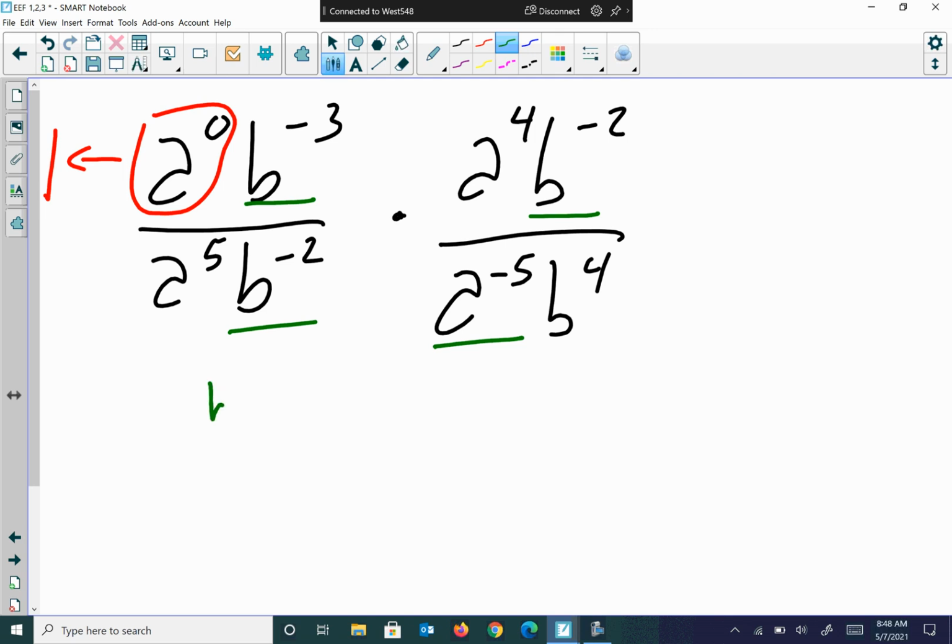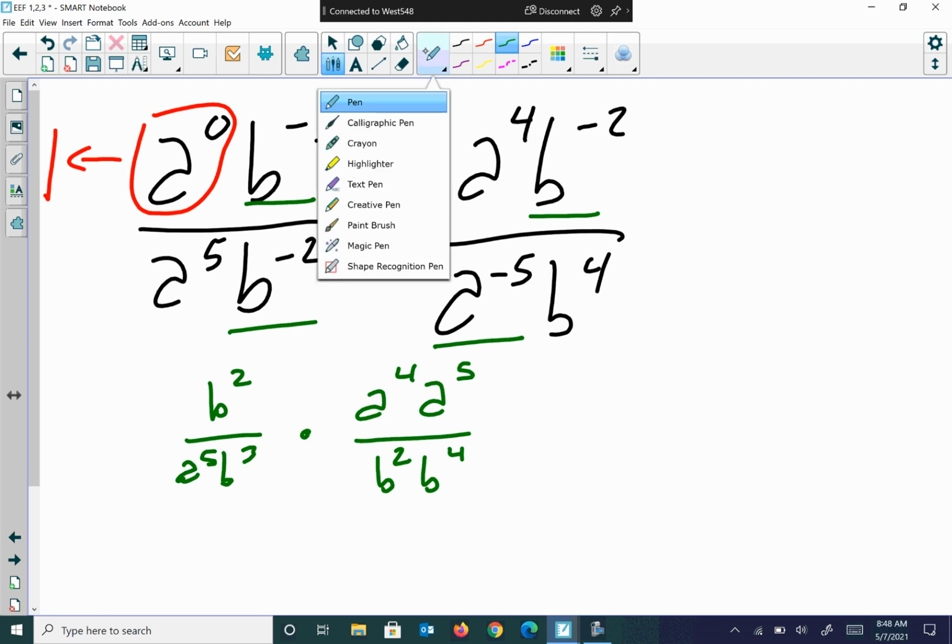Okay, so I have b to the 2nd on top, a to the 5th, b to the 3rd, a to the 4th on top, right? And b to the 4th? And a to the 5th? Oh, wait. Hang on, I got to erase that because I can't read my own writing. Okay, a to the 4th stays there. Agree? A to the 5th comes upstairs. Agree? B to the fourth stayed down there, but b to the second.